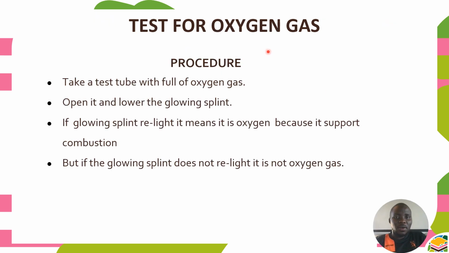Test for oxygen gas. We can test the presence of the gas which has been produced. If we want to test for the presence of oxygen gas, the first procedure is to take a test tube full of oxygen gas, open it and lower a glowing splint. If the glowing splint relights, it means it's oxygen because it supports combustion. But if the glowing splint does not relight, it means the gas tested is not oxygen.